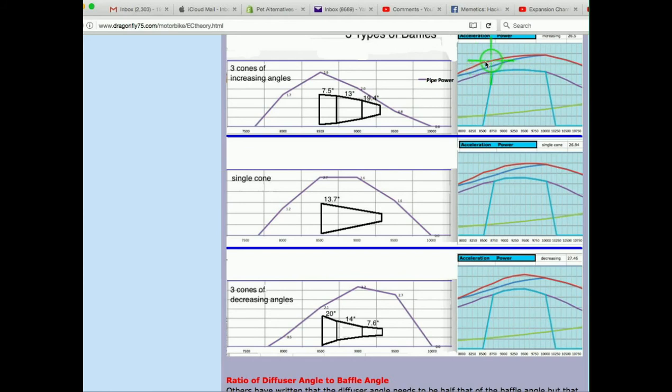And you can see where the baffle wave helps out on the power. Like I said, this is left of center. You can see it left of center right here.